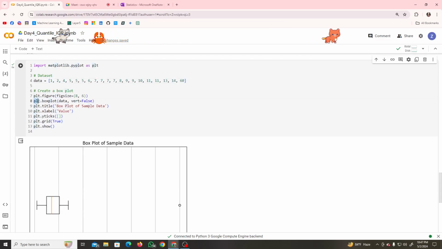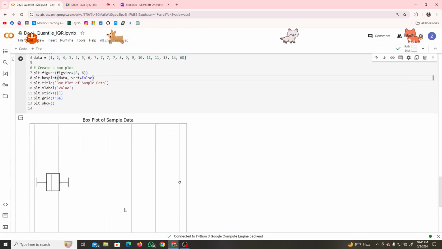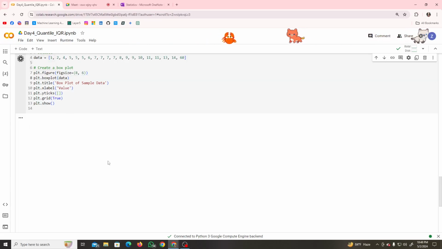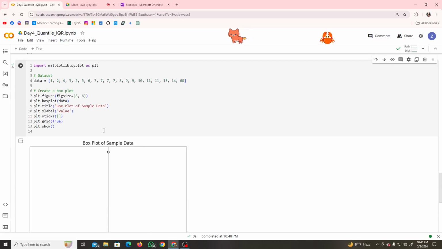You just have to write plt.boxplot, and then you have to pass two parameters. One is your data, and another one, you can also ignore this, is vertical equal to false, which means your graph will be horizontal. If it was true or it was removed, you would get a different picture here. You'd get it vertically, but we don't want that.